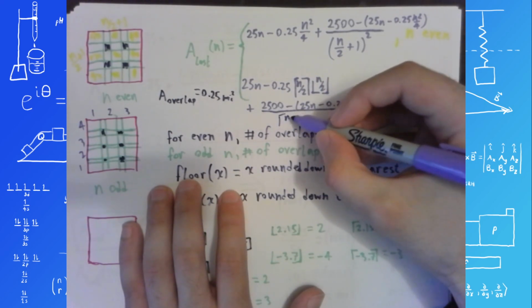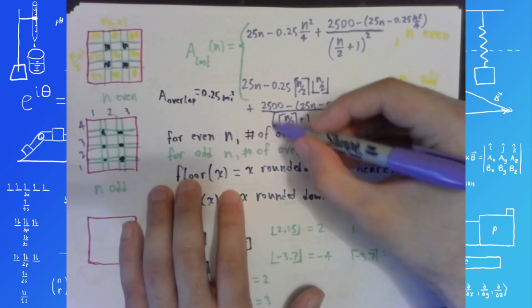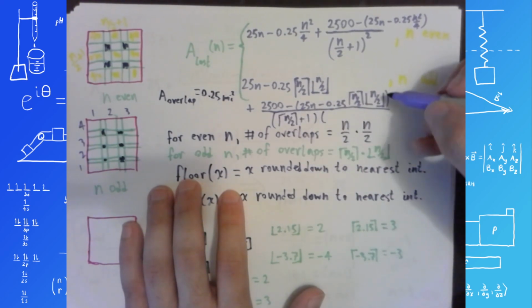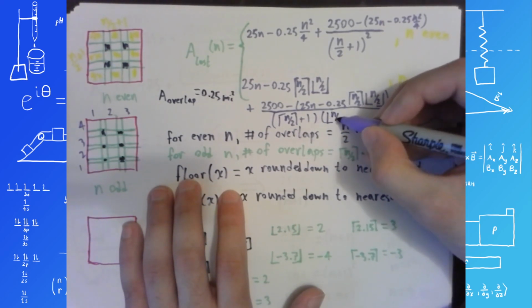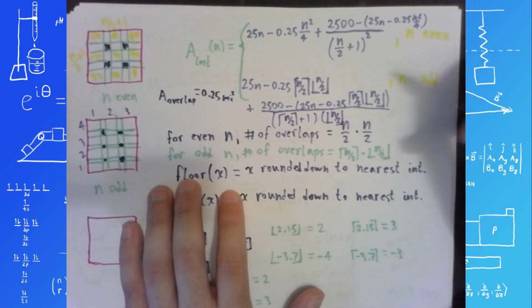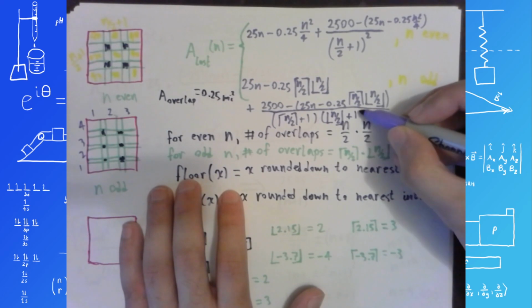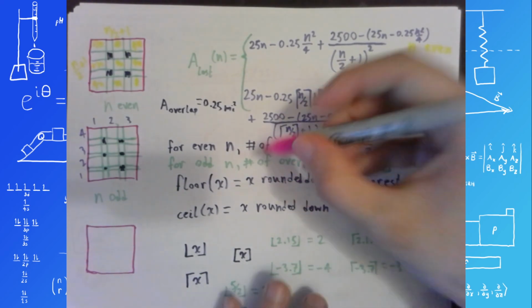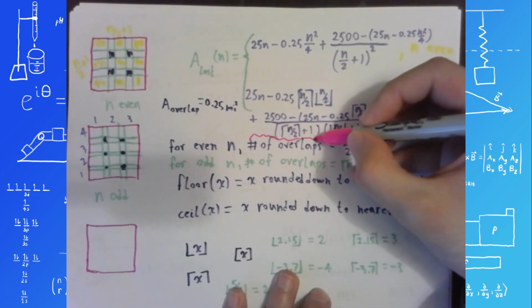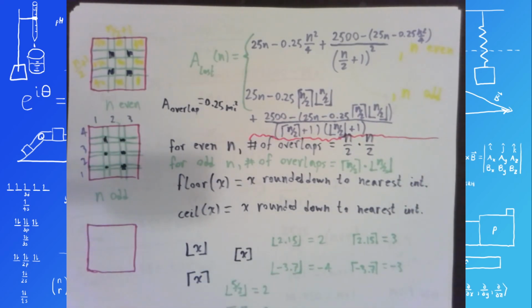Ceiling of n over 2 plus 1 times floor of n over 2 plus 1. I probably should have done this on another sheet of paper. Let me try to salvage this and make it a little bit more readable by just drawing a dividing line there. Yeah, hopefully that makes it a little bit more readable.